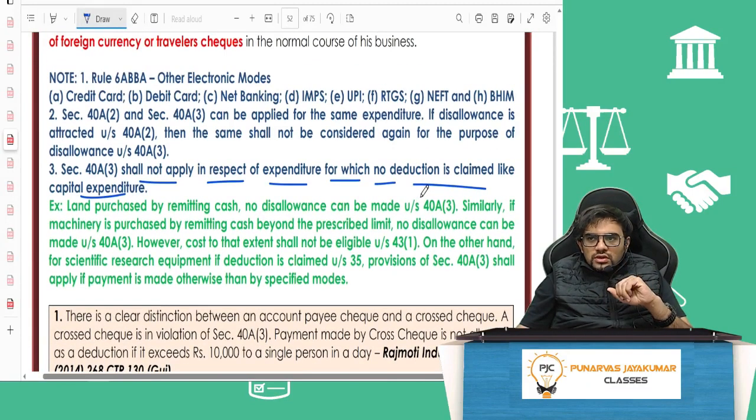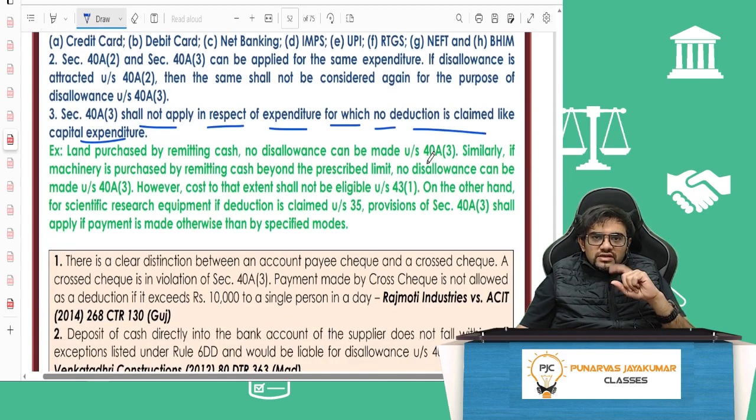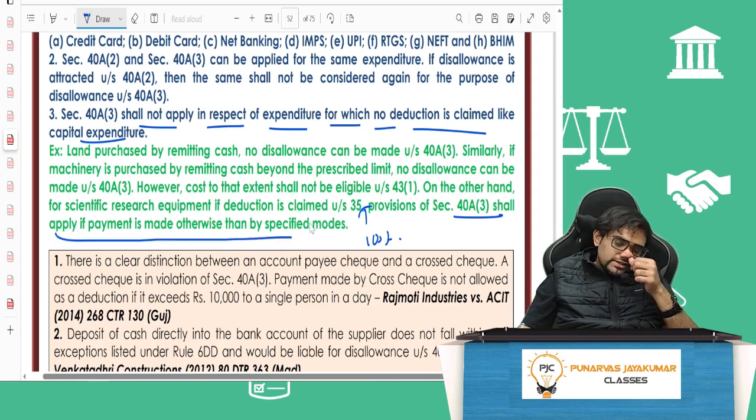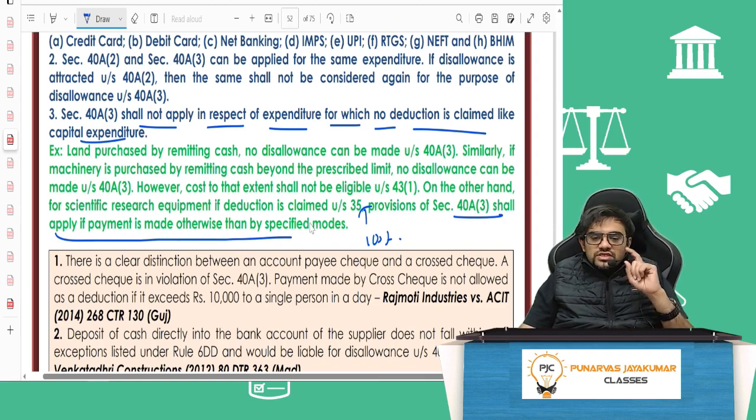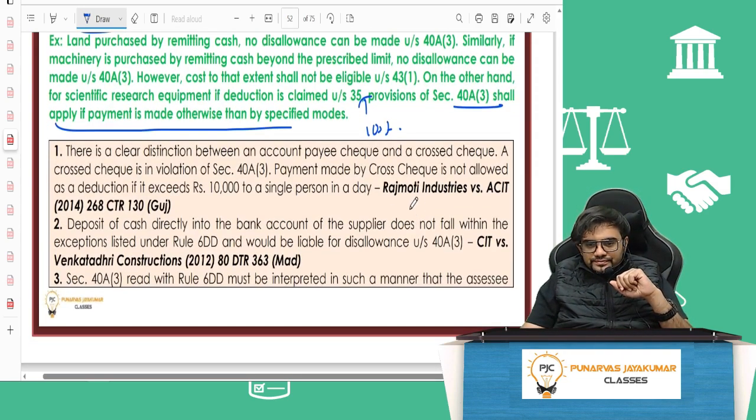And also, if I have already claimed, for example, under section 35, scientific research expenditure, capital expenditure I have already incurred for my research, and I have taken a 100% deduction under section 35. If that be the case, I have already claimed in full, not depreciation, but a 100% deduction. Correct? Then 40A3 will apply only if payment is made otherwise than specified modes. So if I have bought scientific research items worth more than 10,000 with cash, then this particular section will come.